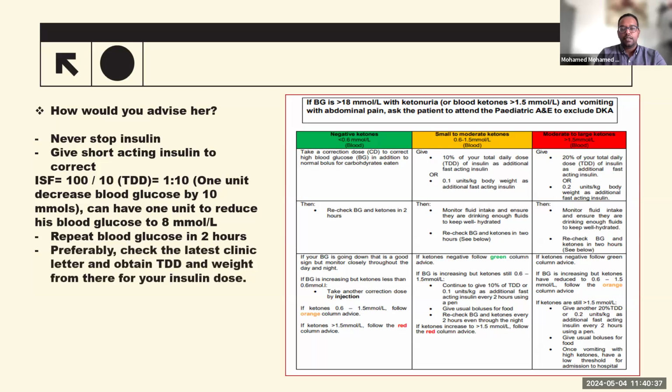And preferably, because these are all estimates, check the latest clinic letter if you can access it. Obtain his total daily dose from that, and then you can do the calculations. But the idea is he's not in DKA, he can have the subcutaneous insulin at home, and he can call you in 2 hours and let you know what the results are.